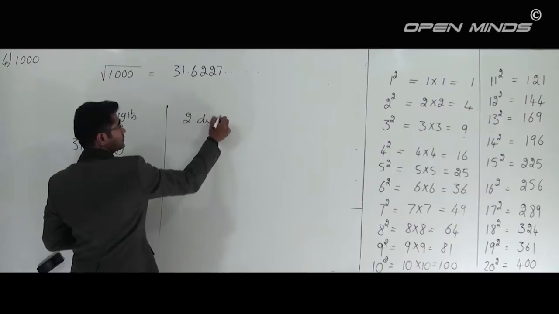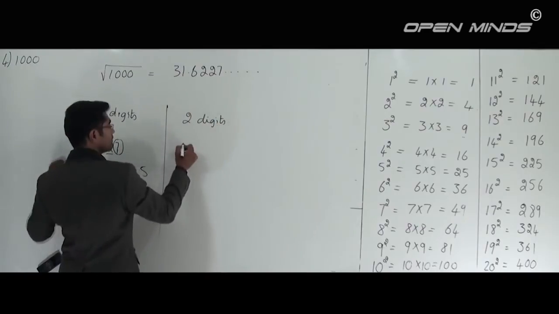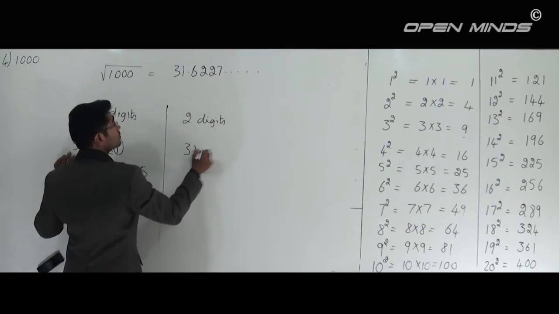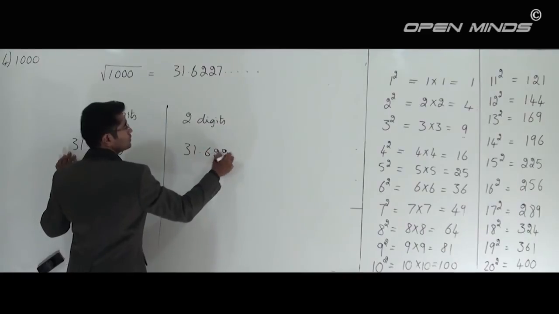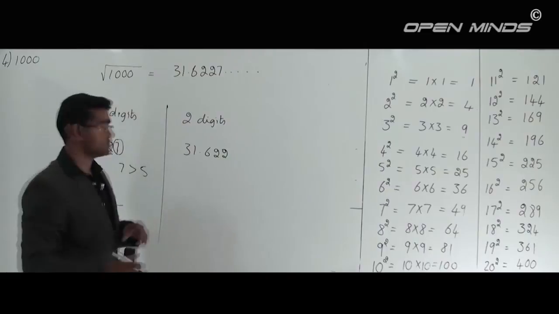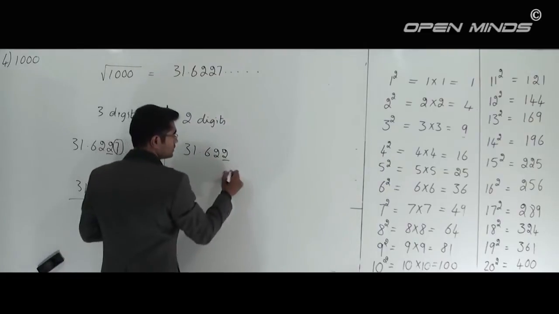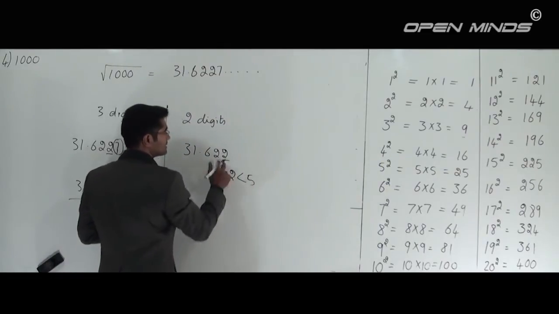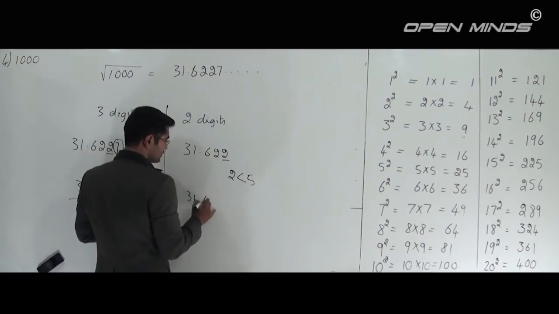So what should I do now? You guys know this, you can actually do it yourself. What I do is I'll just write 31.622. I'll just write 1, 2, 3 of them because I'm approximating to 2 digits. So now I'll check this guy. 2 is less than 5, so I'll just discard this guy, and that is 31.62.